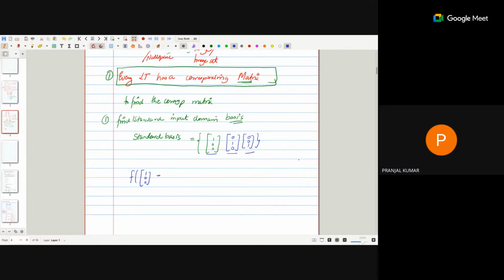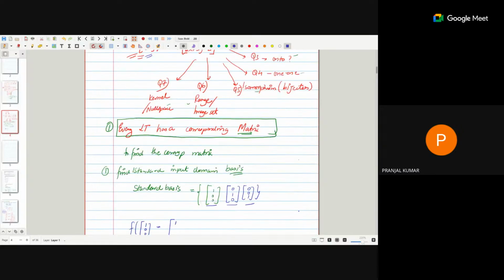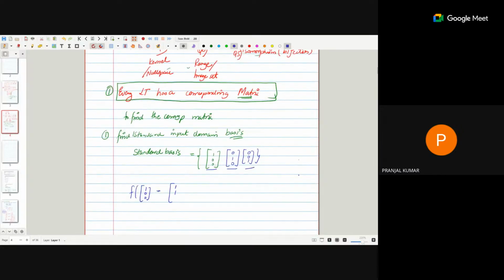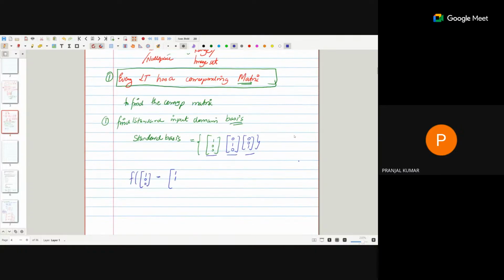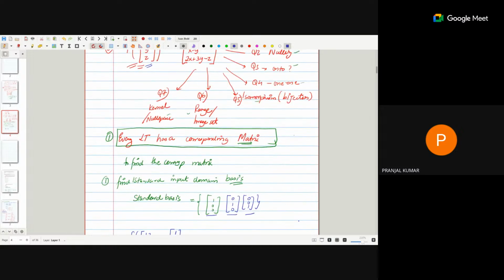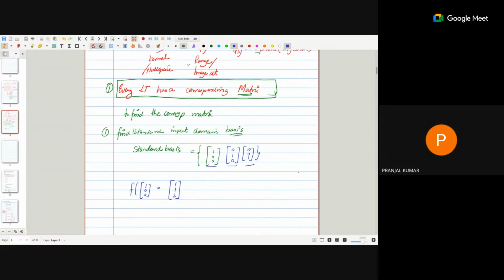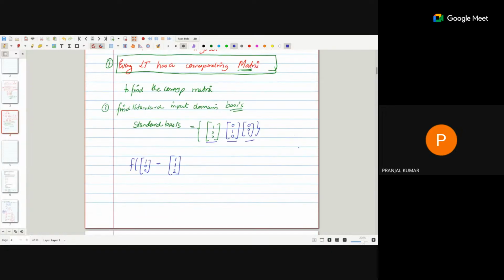So it is x plus y, so 1 plus 0, 1, then x minus y, so 1 minus 0, 1, then 2x plus 3y minus z. So 2 into 1 plus 3 into 0 minus 0. So this will give you 2. So you have got your one image. Then 0, 1, 0. That is the second vector's image.